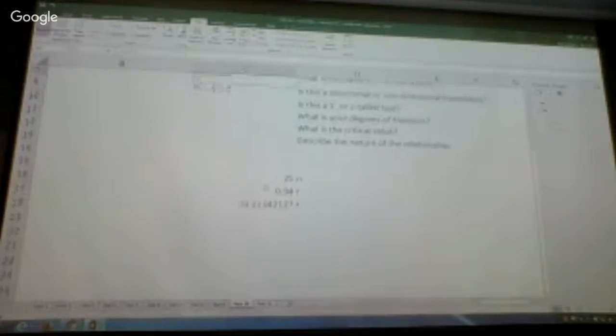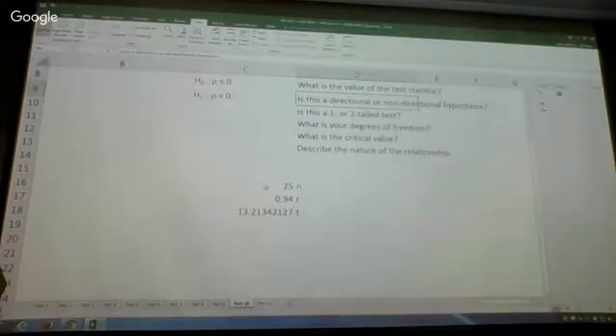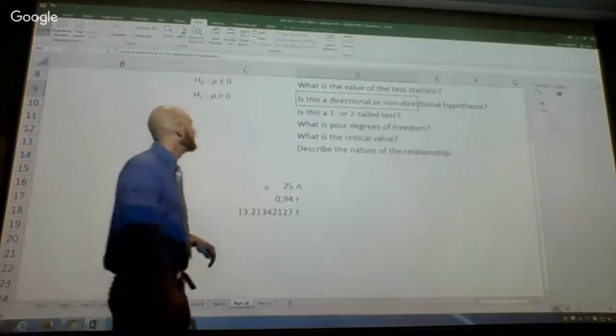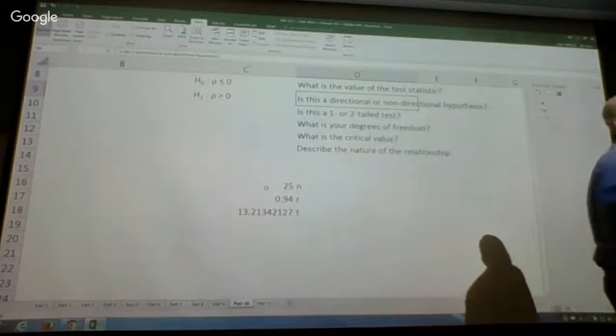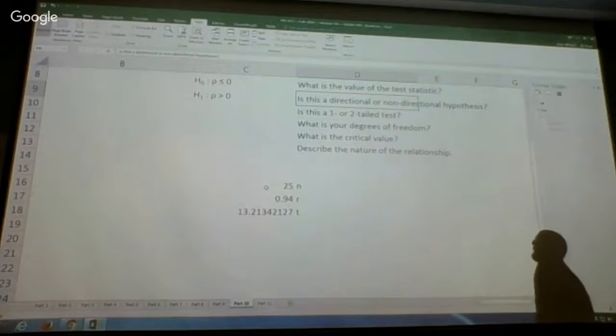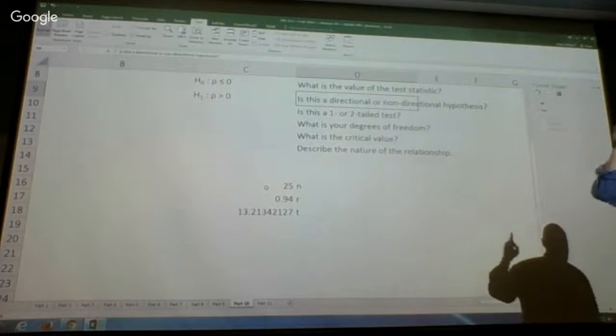The value of the test statistic? Something like 13. Is this a directional or non-directional test, and how do you know? Directional. How do you know? Because there's a greater than or less than symbol. Exactly, because there's a greater than symbol there. So is this a one or a two-tailed test? One-tailed test, because directional hypotheses have one tail.